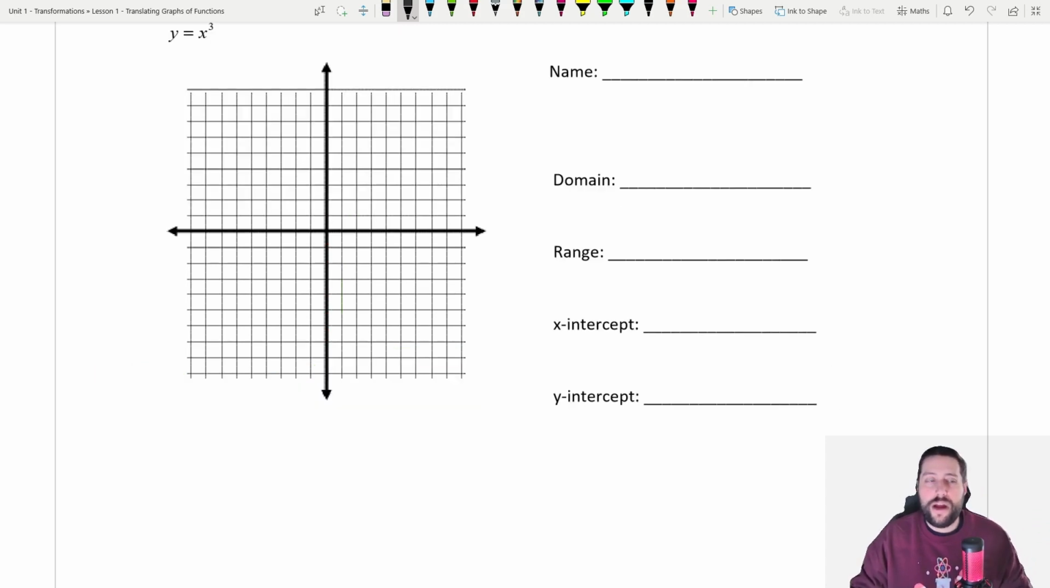Moving on to the next graph, we have y is equal to x to the power of 3. The name of that is a cubic function, and essentially it's going to look like this. We have points at (0, 0), (1, 1), and then 2 to the power of 3 is going to be 8. Negative 2 to the power of 3 is going to be negative 8. Also, negative 1 to the power of 3 is negative 1. So it's going to look like this, and it's going to have this kind of shape. It's going to come down.